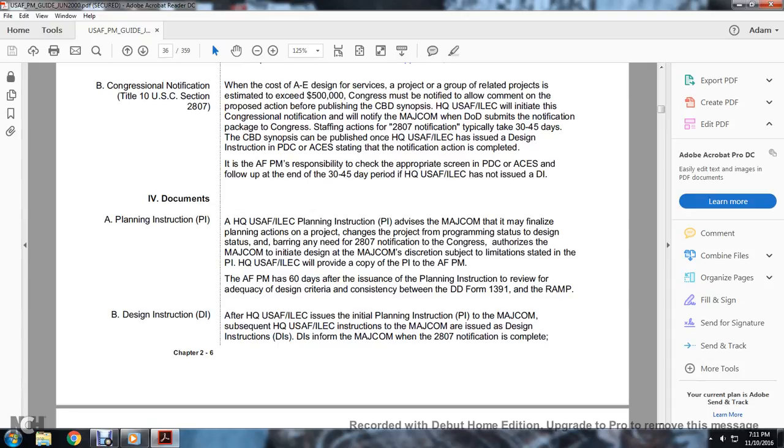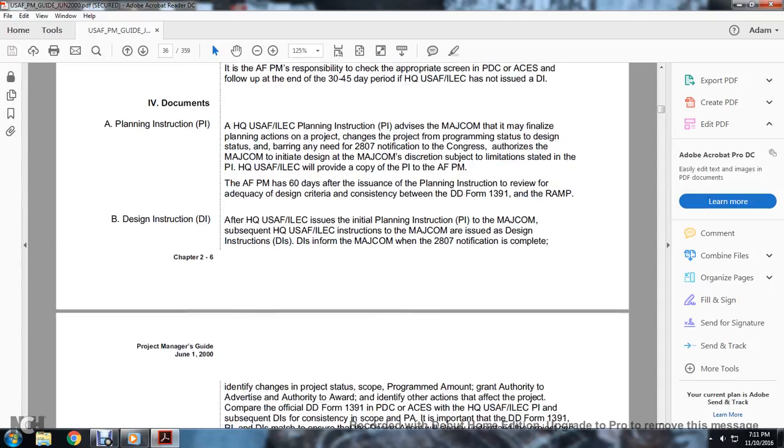Engineering Corps issues the initial planning instruction for the Major Command. Subsequent headquarters of the U.S. Air Force Engineering instruction for the Major Command design comes with the design instruction. The design instruction informs the Major Command that the 287.0 notification is complete.